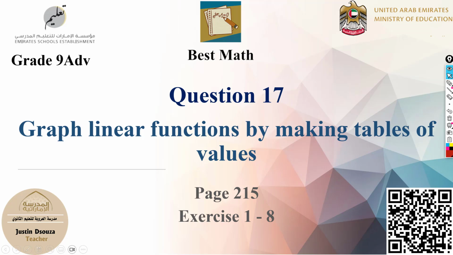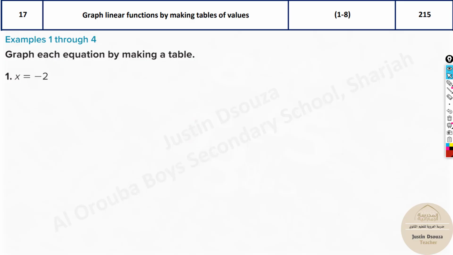The 17th question is to graph linear functions by making a table of values. Here you have to just graph it. But now there are some different types of graphs. I mean, you don't have a proper equation. Usually the equation is given like this.